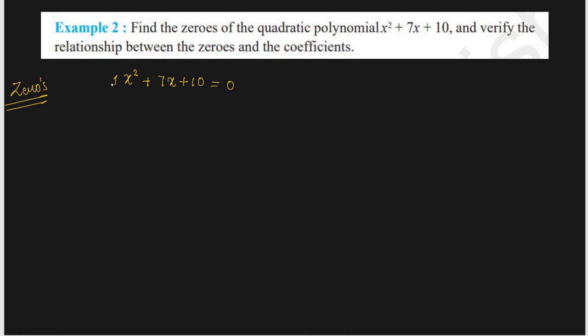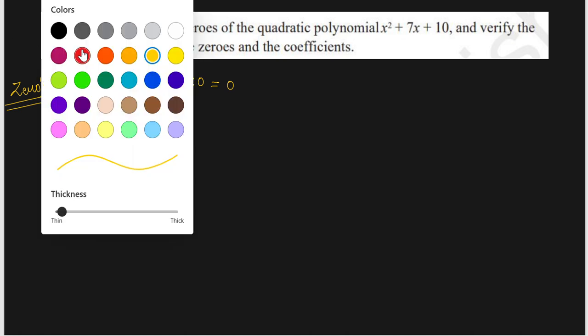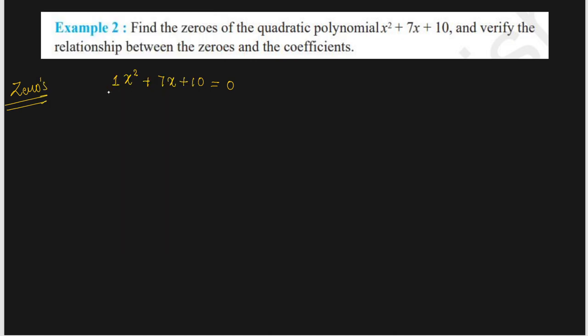So how to factorize? Just have a look at the coefficient. I'll change the color to explain. This coefficient and this constant term: multiply 1 by 10, you are going to get 10. Now split this 10 in such a way that the addition or subtraction of these two factors must give you a positive 7. If I split this 10, it's 5 times 2, and 5 plus 2 will give you a positive 7.